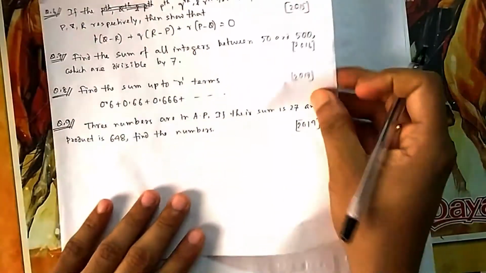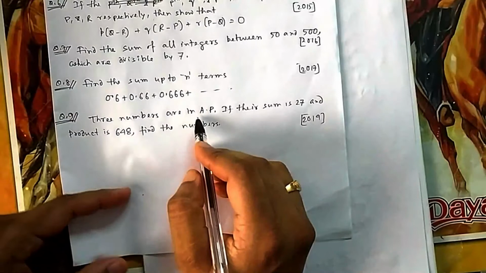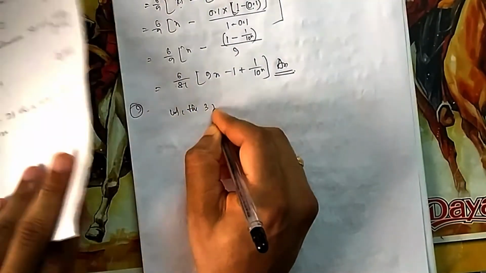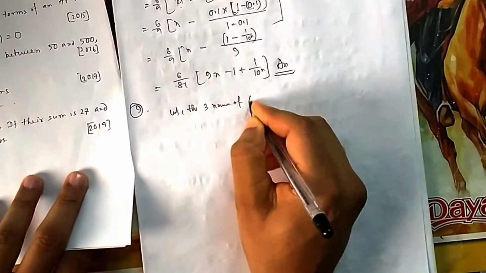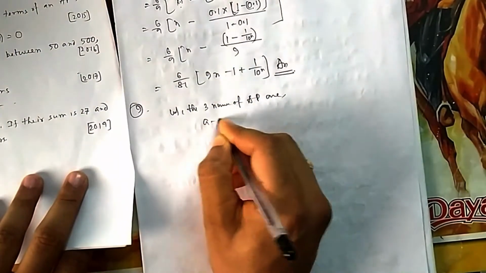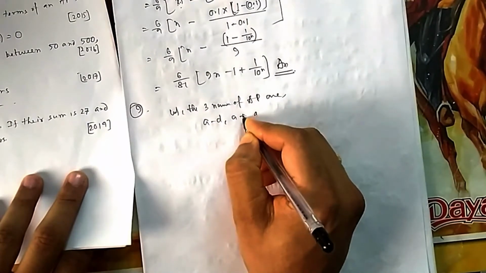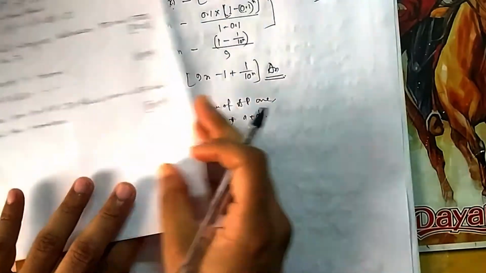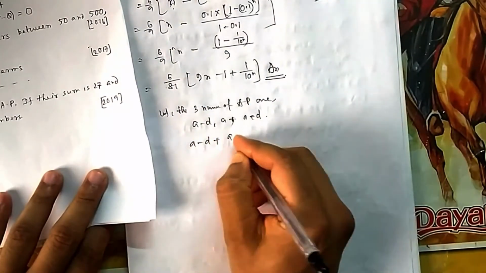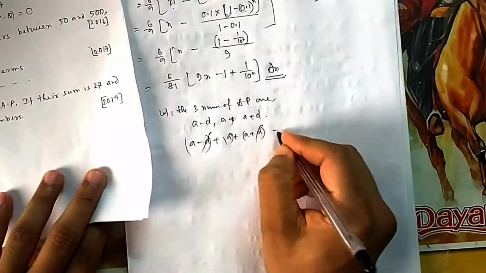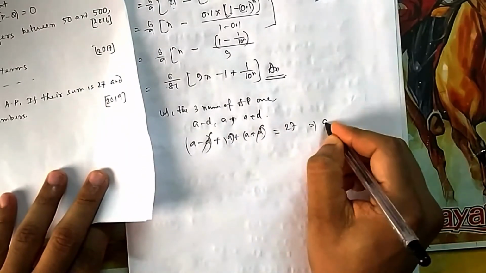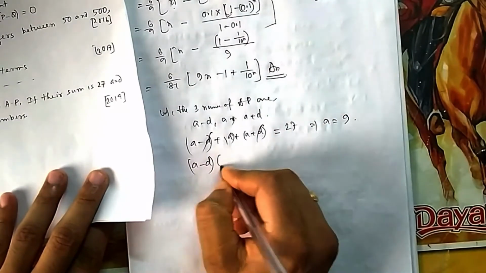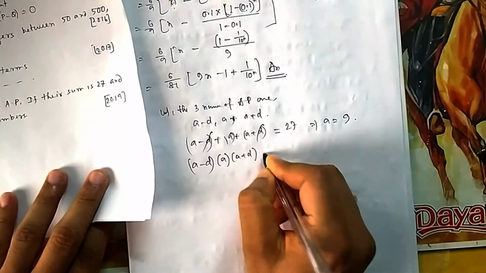Now if you come to question 9, 3 numbers are in AP. I have explained to you, if it is 3 numbers in AP, then you always take the 3 numbers as A minus D, A and A plus D. I told you to take it in this way so that life becomes easy for us, because their sum is given, product is given. For the sum, if you add all these, D will get automatically cancelled. Sum is given as 27, so you will get directly 3A equal to 27, A equal to 9.